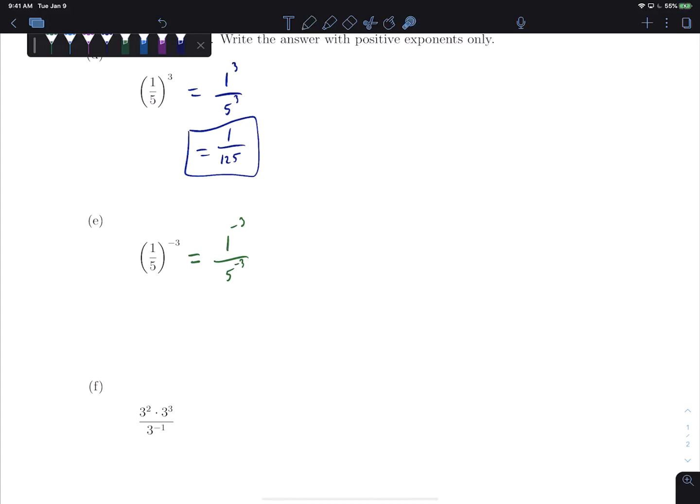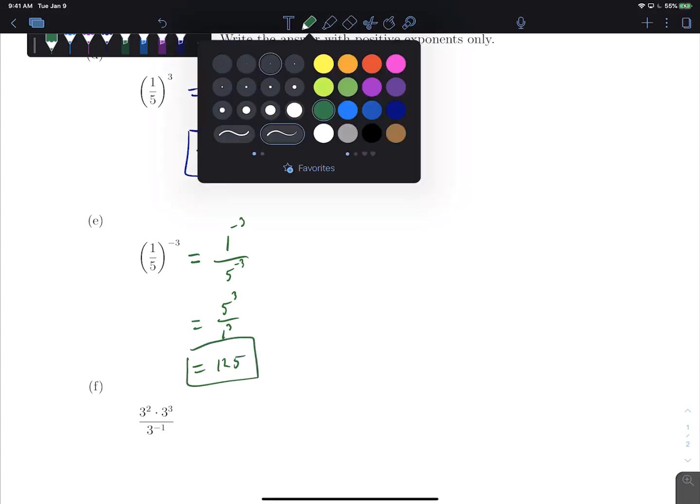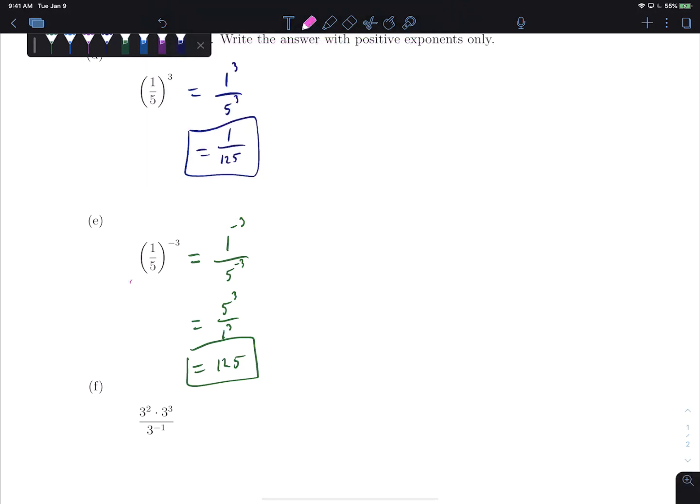But notice that both the 1 and the 5 now have a negative exponent, which means that the 1 goes to the denominator and the 5 goes to the numerator, and both of those exponents become positive. And this will give us 5 cubed over 1 cubed. And if you notice, 5 cubed is just 125, 1 cubed is 1, so this just becomes 125. And that's our answer. Now there is a different way of doing this.